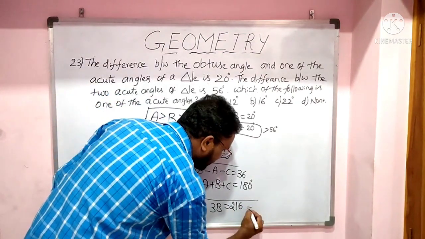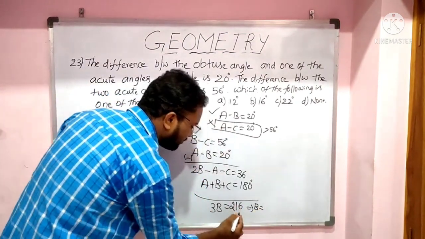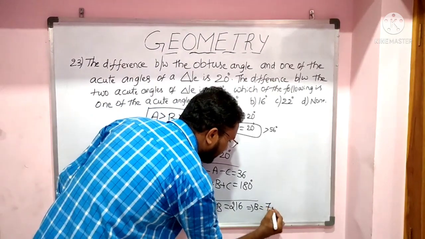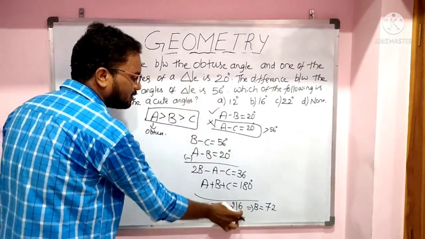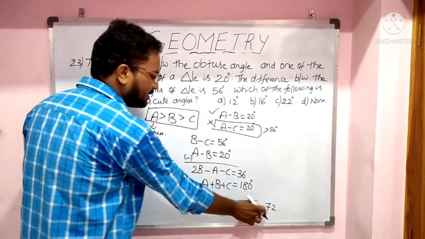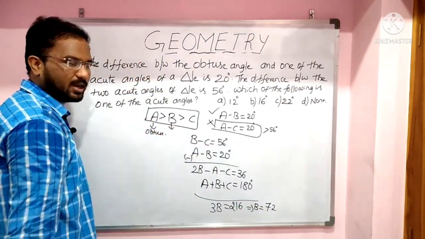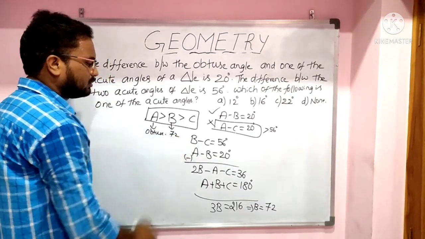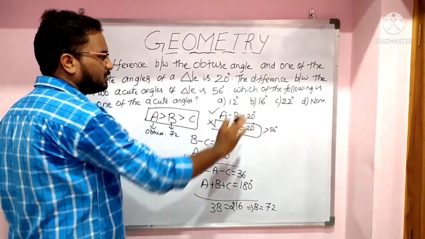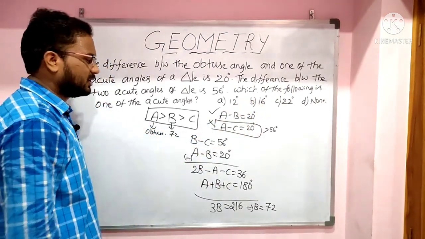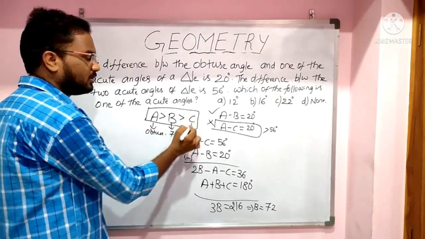So the B value is 216 by 3, which is 72. 3 7s are 21, 3 2s are 6. The B value is 72 degrees. So we got one of the acute angles. This is 72, so look at the options. We don't have 72. So we need to find the other acute angle. We need to find C.